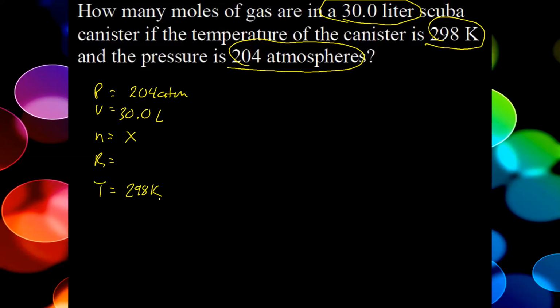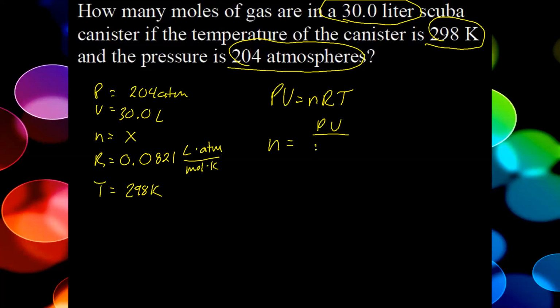Now notice my pressure is in atmospheres. So I need that number from the front that's in atmospheres. So flip it over to the front, find the number that is for atmospheres, 0.0821, I believe. Did I put enough zeros there? One zero between the decimal and the 8? Okay. Liters, atmospheres per mole per K. So if PV equals nRT, then n is going to equal PV divided by RT.